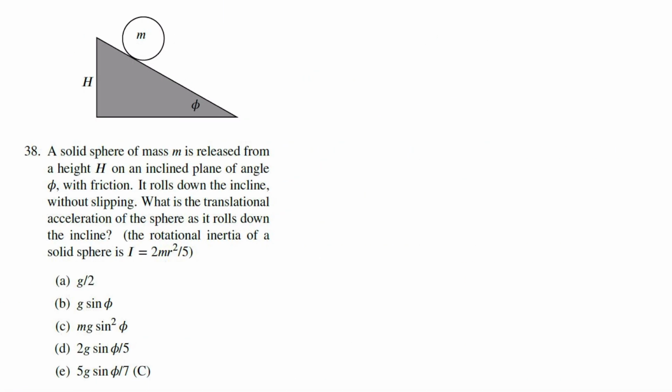So here we have a rotational dynamics problem, a rolling problem. We have a solid sphere of mass m, released from a height h on an inclined plane. Basically, they want us to find the translational acceleration down the incline. So we are going to set up our force equations and our torque equations. We have mg sine theta minus f is equal to max.